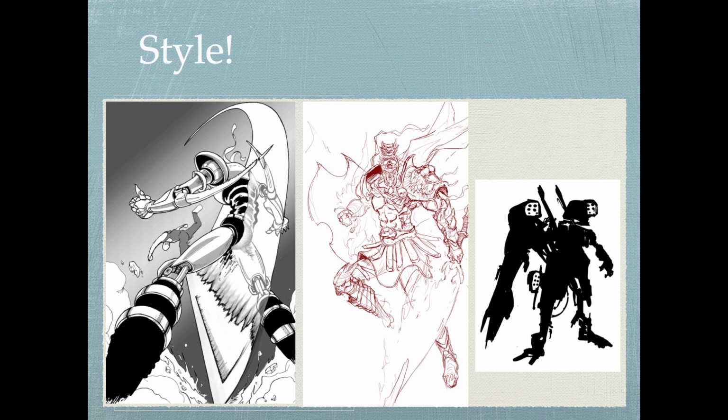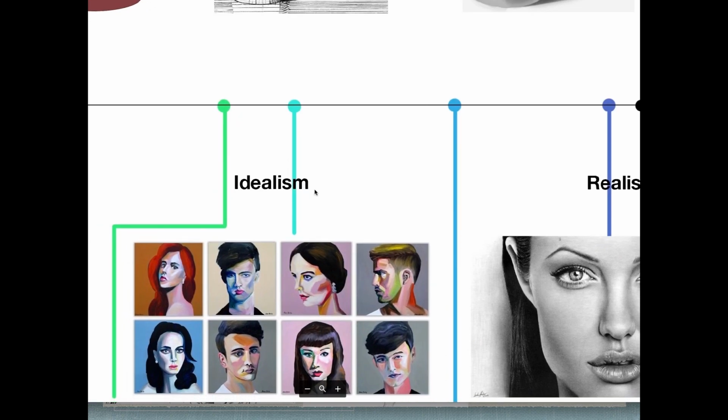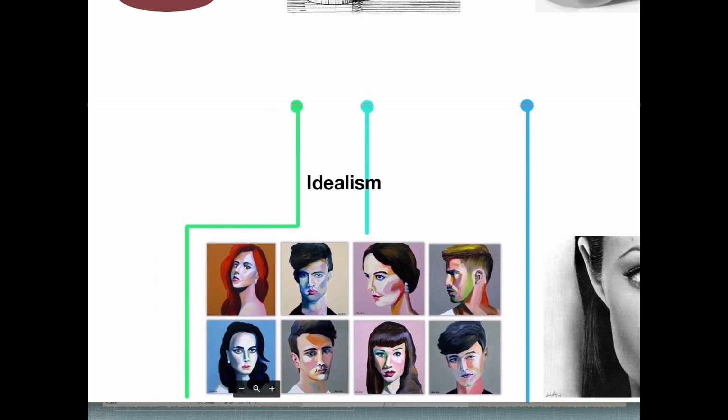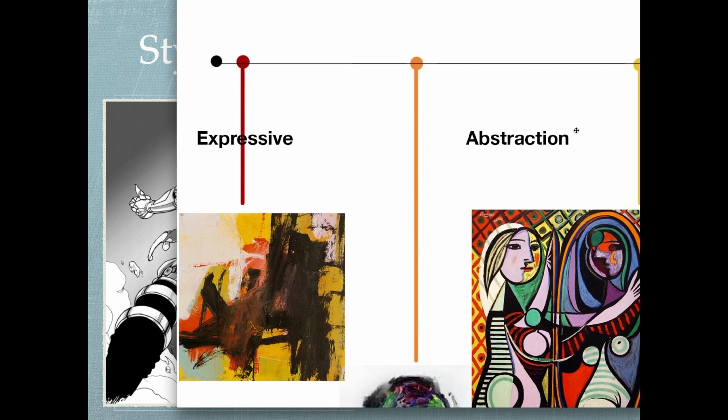But let's get started. So right here you have what's called an objectivity spectrum, meaning something that's very objective is really realistic looking. Something that is non-objective is very abstract looking. And what does that mean? Well, let's take a quick look. Over here on the right, we have very objective looking art, and over here on the left, we have very non-objective looking art.